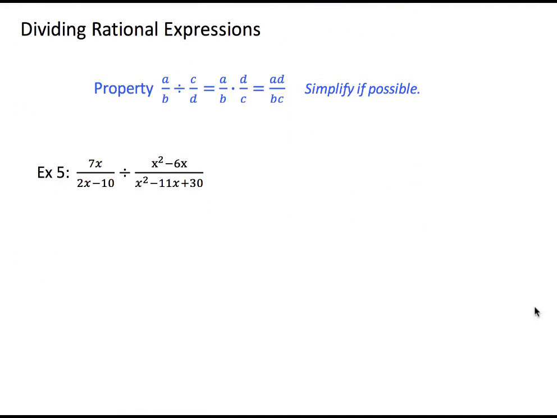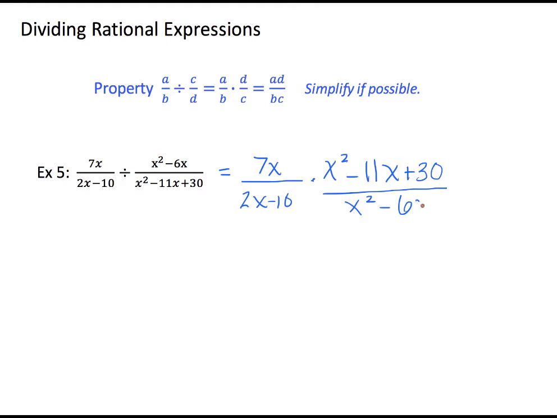All right, we're just going to do one more example in this video where we're dividing rational expressions. This rule is the same as when you're dividing fractions with numerical values. All you do is flip the second rational expression and you multiply instead of dividing. So let's see how this would work. With this rational expression, 7x over 2x minus 10, I leave it as is, and then I flip the second one, and we multiply. So now that I've flipped that second one, I'm going to factor.